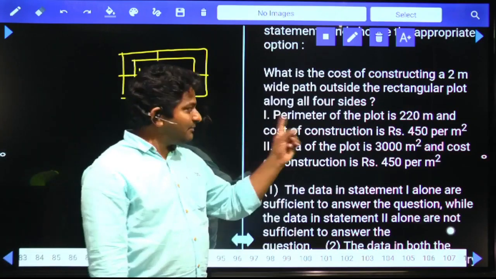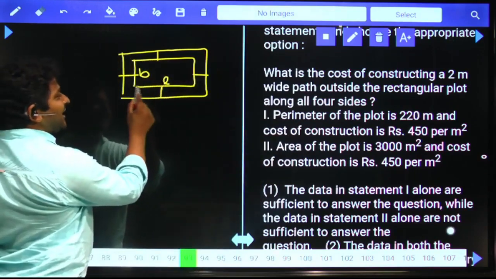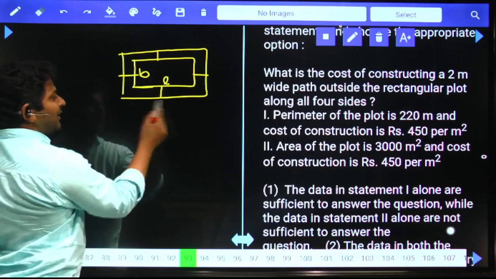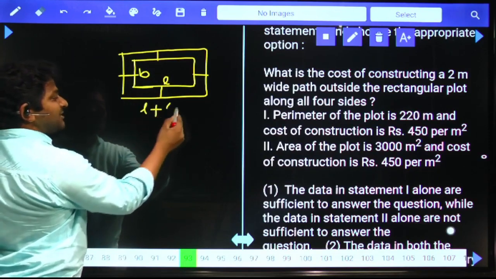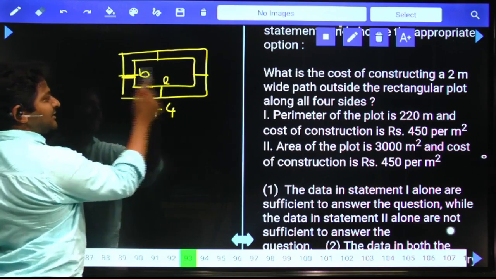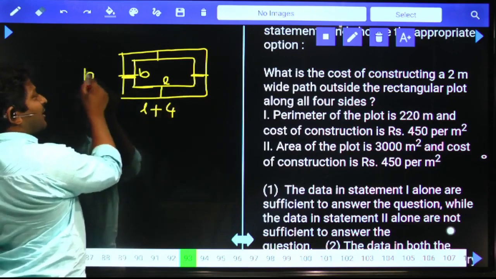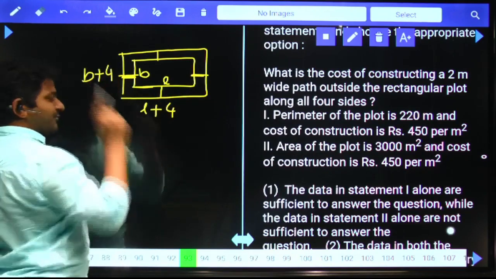Most of the people will miss this point. Now let me tell you. If the inner rectangle length is L, the outer rectangle length becomes L plus 4. Why are we adding 4? Because you need to add 2 meters here and then 2 meters here. In total we are adding 4 meters. And the breadth of the outer rectangle is equal to B plus 4.